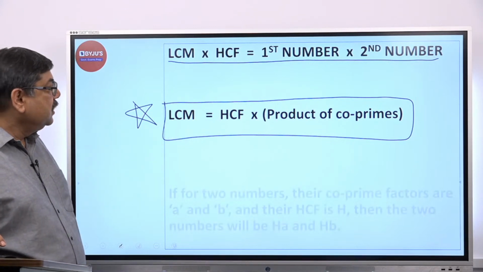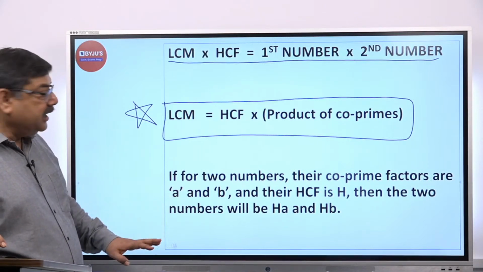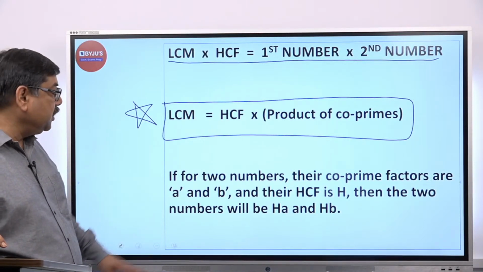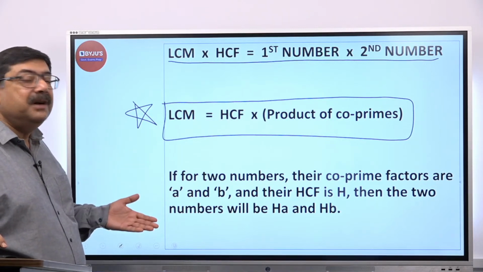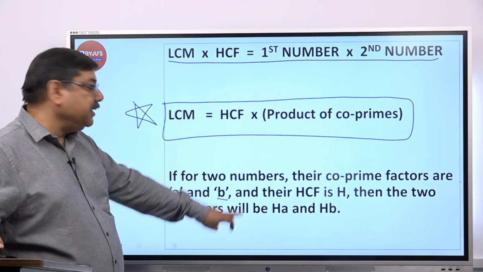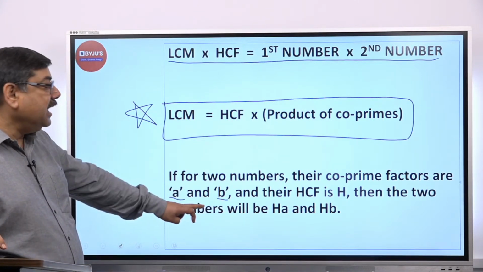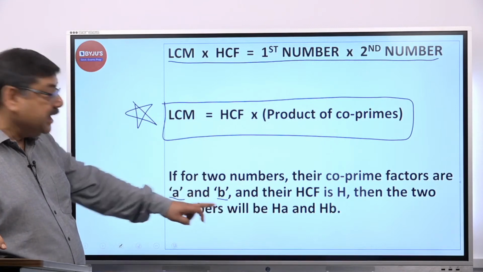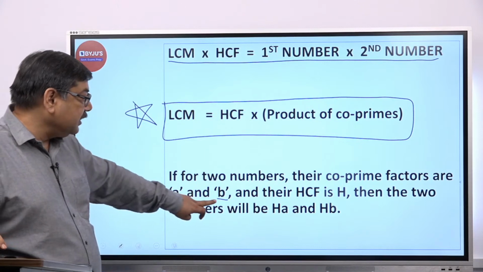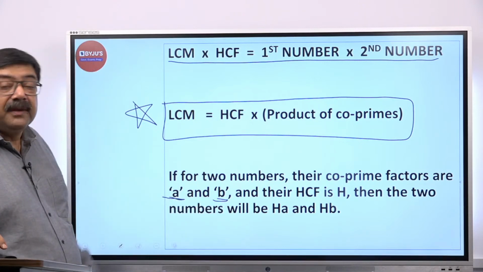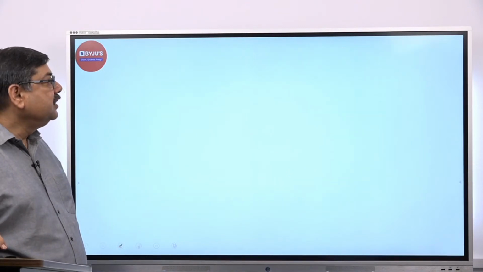Now, if for two numbers, their co-prime factors are A and B, and their HCF is H, then the two numbers will be HA and HB. HCF is a number which will divide both, isn't it so? So the numbers here will become HA and HB, divided by H. These are the co-prime factors, A and B. We'll have a look at the question to know better.